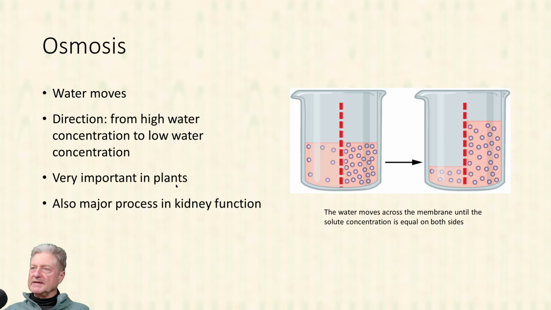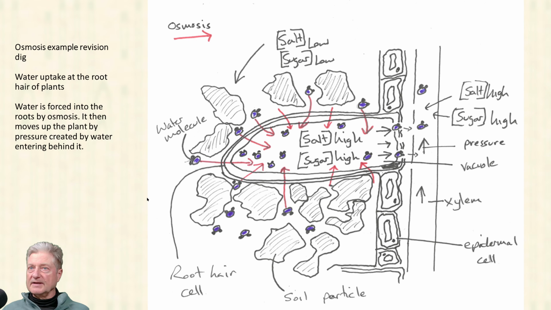It's very important in plants. Plants use it as a way of getting water into their roots and transporting water up through their cells and into their vacuoles in their cells too. Because plants themselves are hydrostatic organisms. That's their skeleton is made of water. Okay, it's also a major process in kidney function, which you might learn about in higher biology.